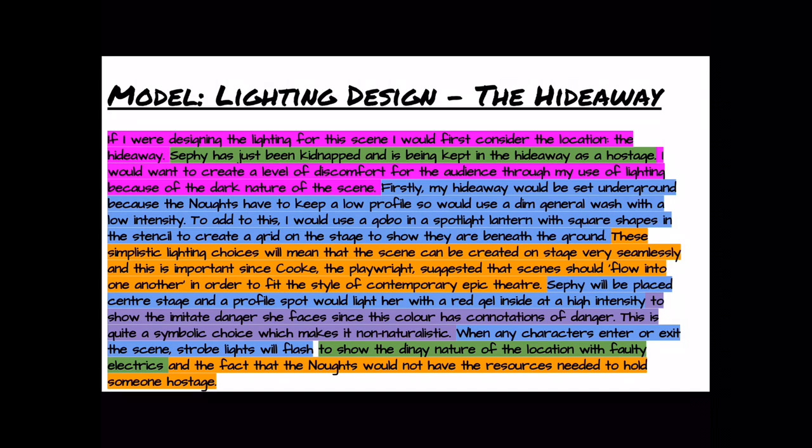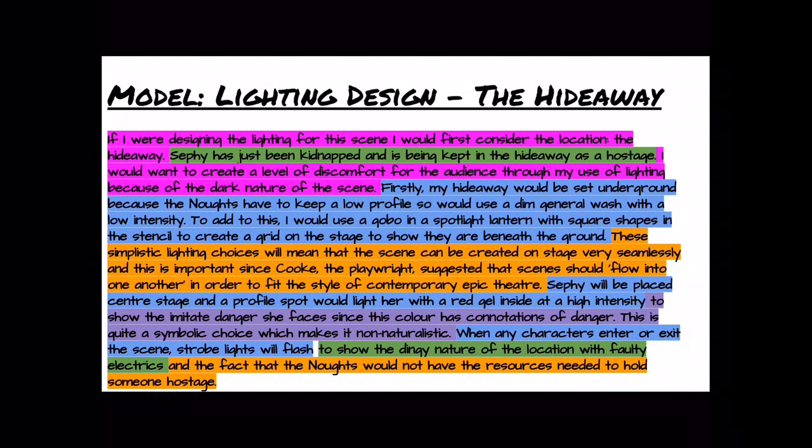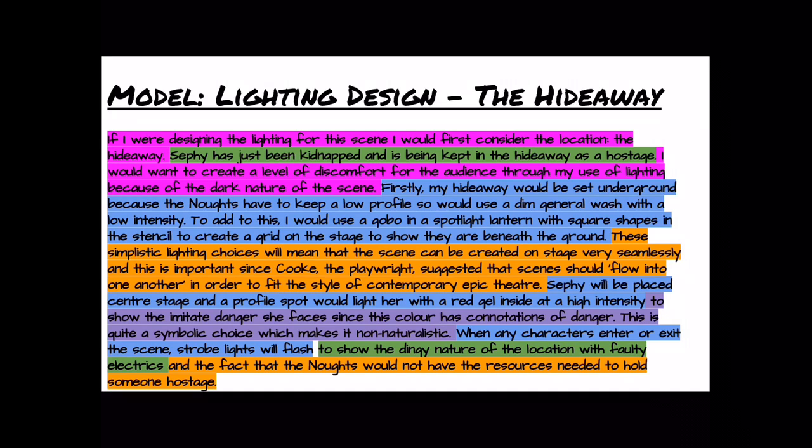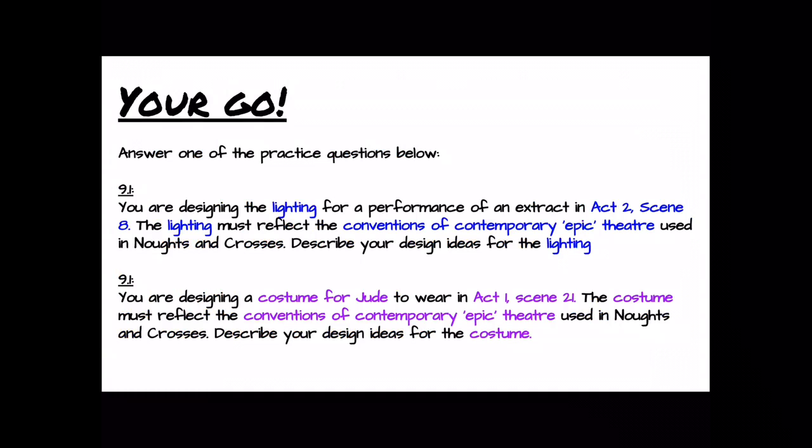When any characters enter or exit the scene, strobe lights will flash to show the dingy nature of the location with faulty electrics and the fact that Noughts and Crosses would not have the resources needed to hold someone hostage. So every lighting choice that is made in the design ideas has clear links to contemporary epic theatre, but I also consistently try and explain what that shows and how that might link to the context of the characters.